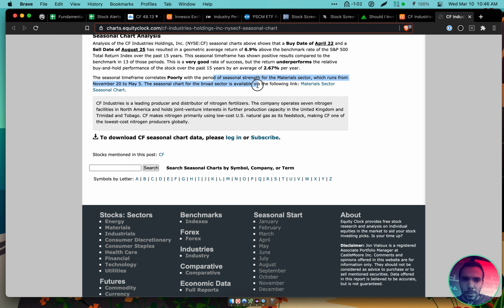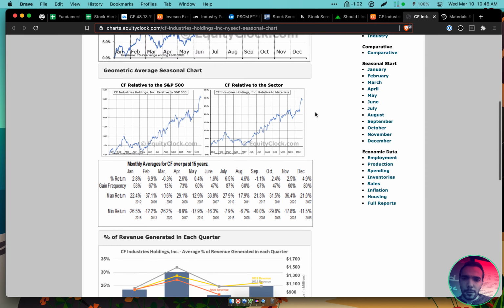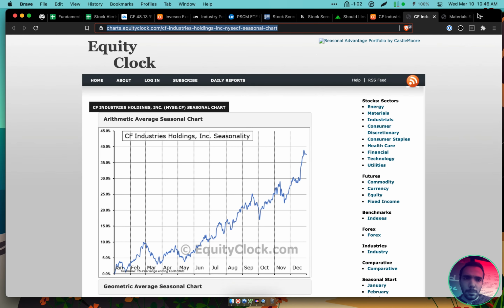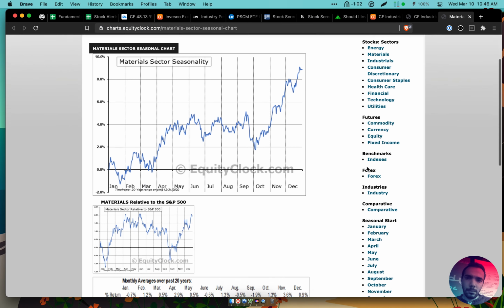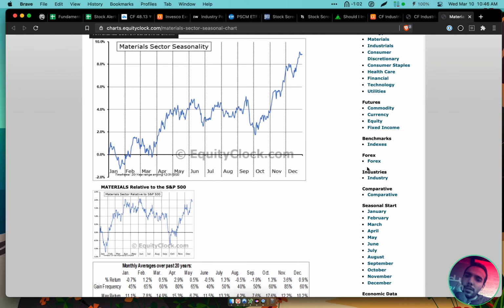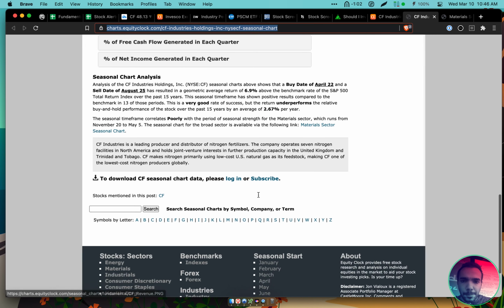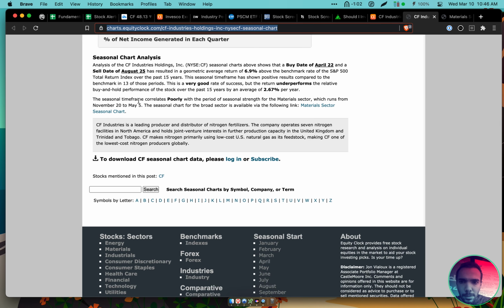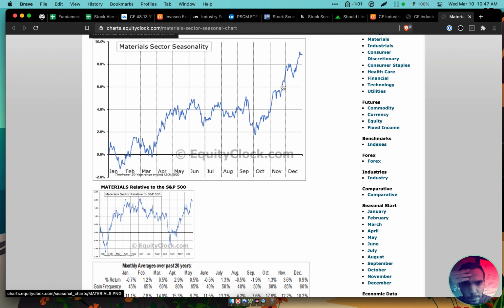Period of seasonal strength for materials, which runs from November 20th to May 5th. Oh, I didn't even know such a thing existed. Material sector seasonality. What did it say? From November 20th to May 5th. November 20th to May 5th. Then it drops.